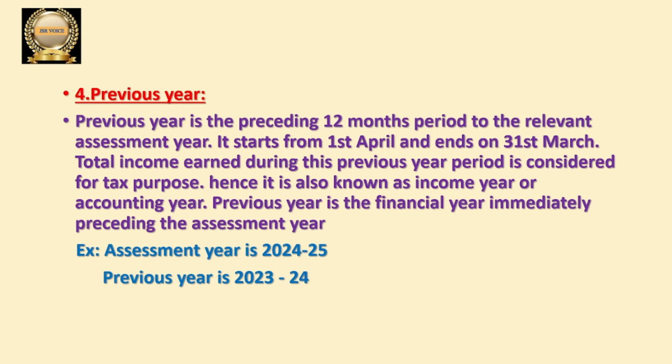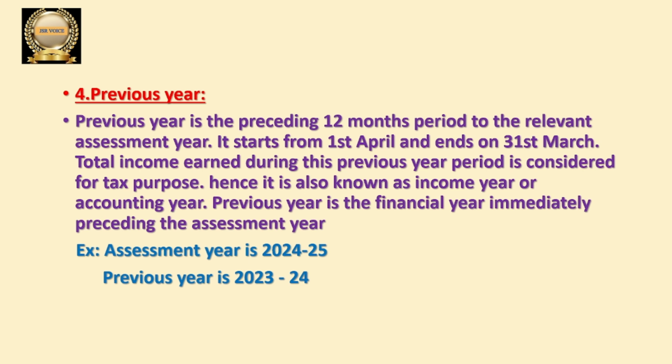And that is previous year. Previous year means actually it is a 12 months period again. Here year means 12 months period only. And previous year is always the 12 months period preceding the relevant assessment year. Our present assessment year is 2024 and 25, and the 12 months period just preceding that is taken as previous year. So what is the 12 months period for previous year for 2024 and 25? That is 2023 and 24.